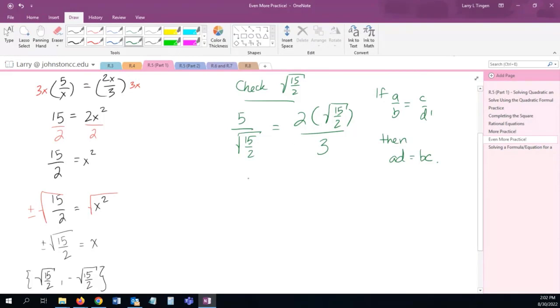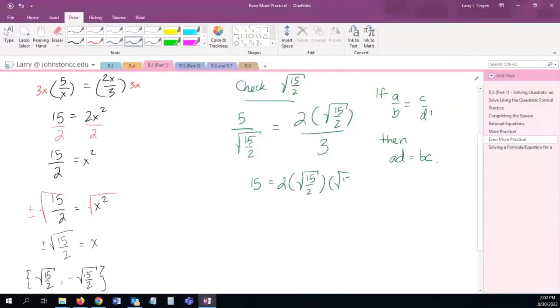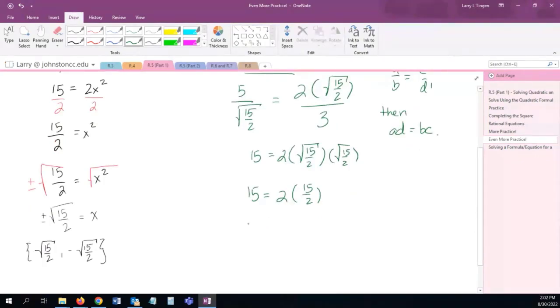When I multiply this across, that's 5 times 3, which is 15. And then I get 2 times the square root of 15 over 2 times the square root of 15 over 2, over 2. Square root of 15 over 2 times square root of 15 over 2 is just 15 over 2, just like square root of 2 times square root of 2 is 2. These 2's divide, and I'm left with 15 equals 15. That checks.